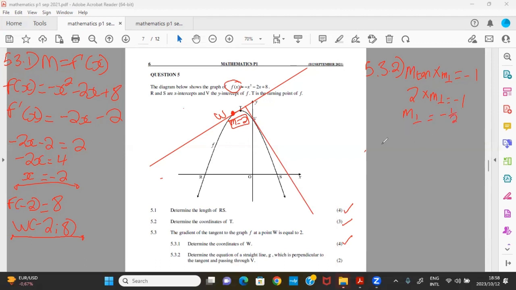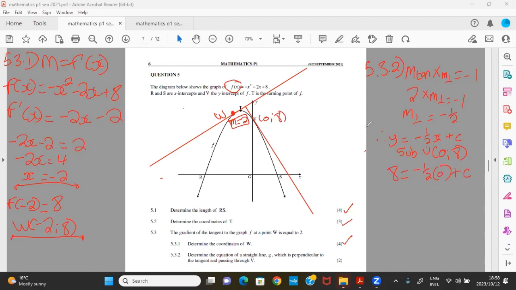So already I know that I have y is equal to minus half x plus c. How am I going to find c? They told me that it's passing through V, and V is my y-intercept, with the coordinates (0, 8). So I'm going to substitute V (0, 8). 8 is equal to minus half of 0 plus c.